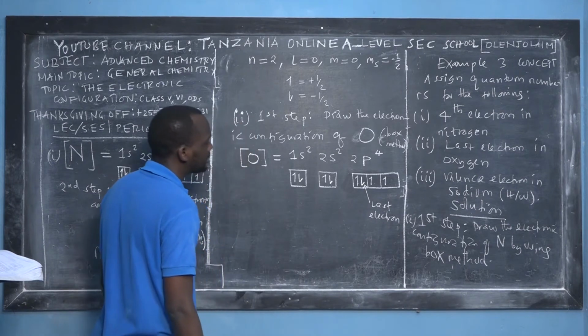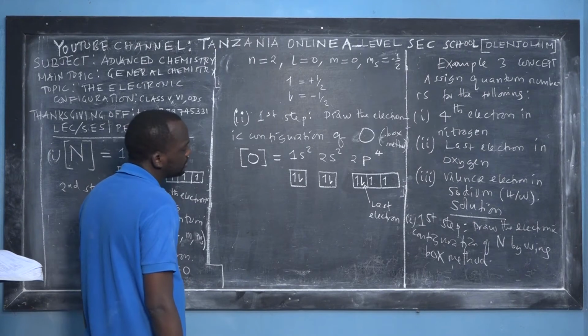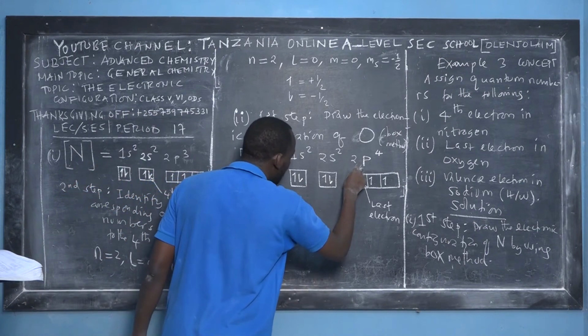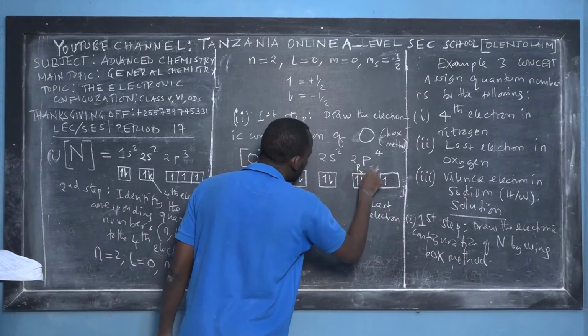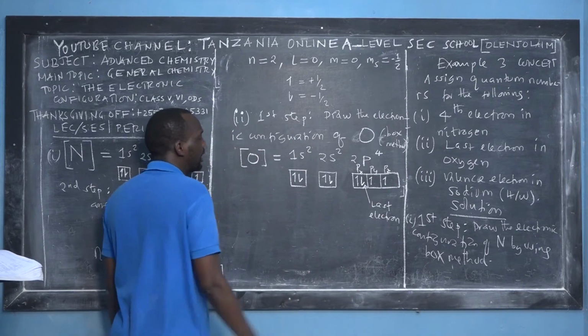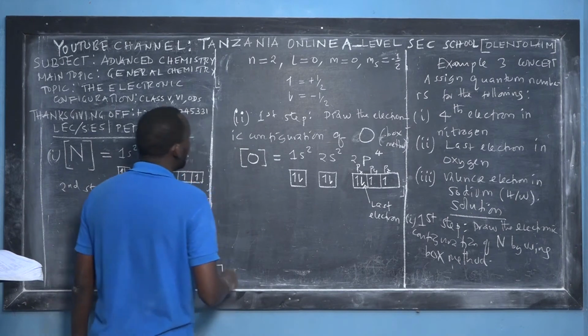Because that is the last electron in oxygen, then what do we say? We say that we find the last electron where? Remember that this is px, this is py, this is pz. So you find it in the p orbital. So then we go for the second step.